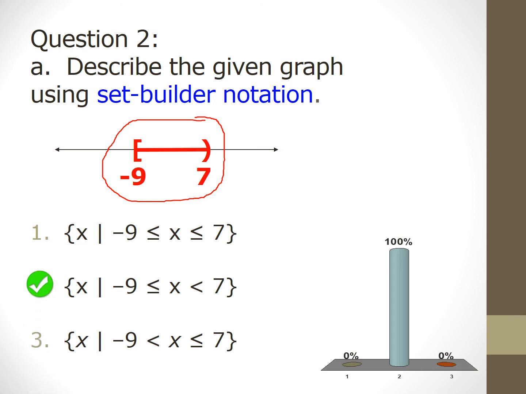And the answer here is 2. It's the set of all x's that are in between -9 and 7, not including 7, but including -9. These include both, so it's wrong. This includes only 7 but not -9. This one, as you can see, includes the -9, does not include the 7, so this notation is correct.